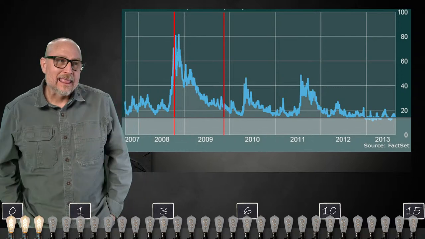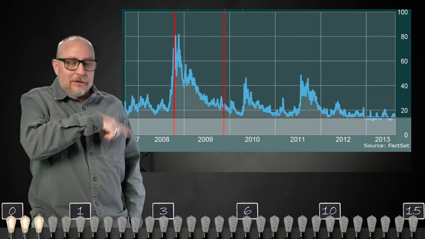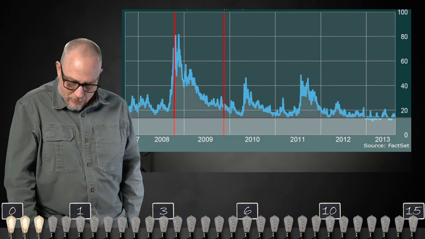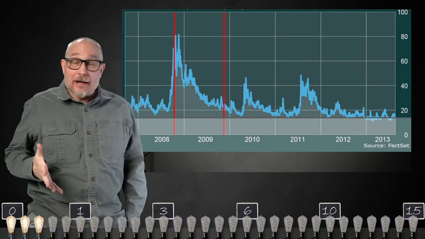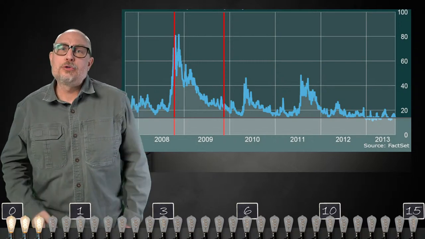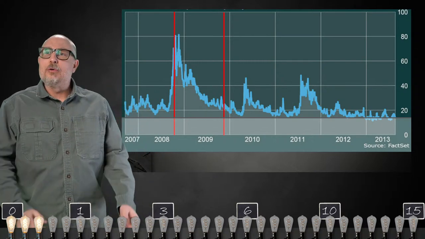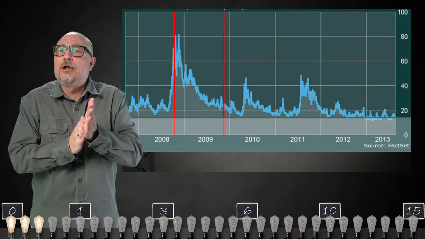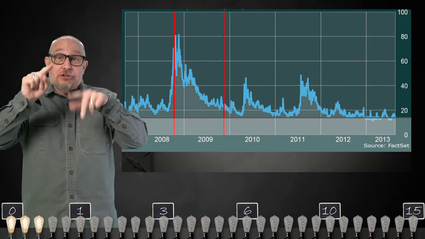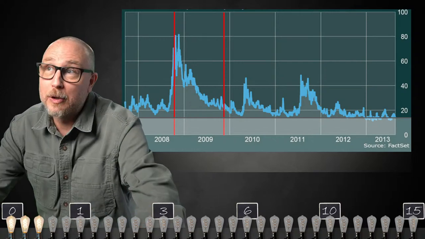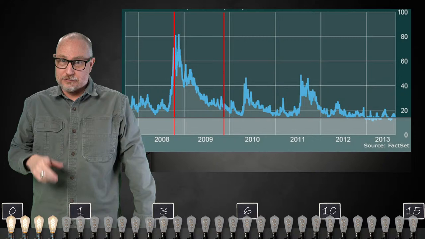Which brings me to this chart. So, we got two red lines here. Well, the first red line, let me give you a little background. Yeah, okay, we're going to talk about housing right now, Gardner. We are. We're going to talk about what is happening with it right now. So, good call.